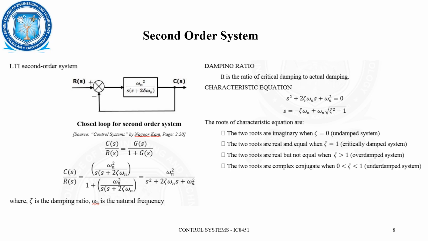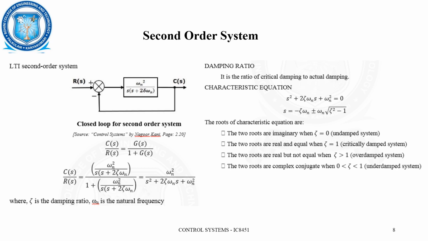Now based upon the zeta value, that is based upon the damping, the roots of the characteristic equation can be considered. The roots are imaginary when it is an undamped system. Undamped in the sense zeta is 0, there is no damping. So when zeta is equal to 0, the roots become imaginary. Now we will prove it, right?